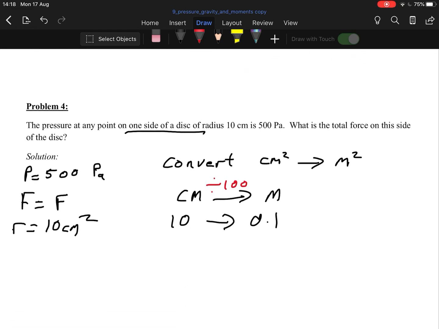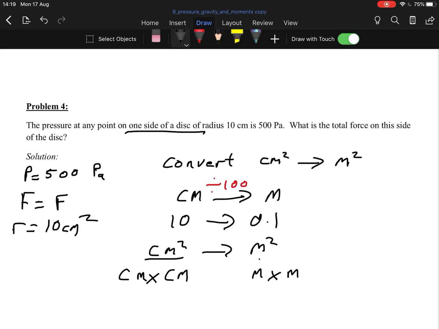Now, so for centimeters squared to meters squared, what does centimeters squared mean? That means centimeters times centimeters. Okay, what does meter squared mean? It means meter times meter.